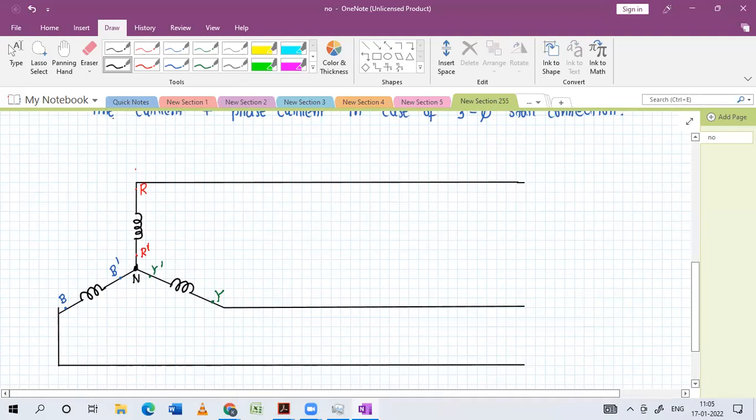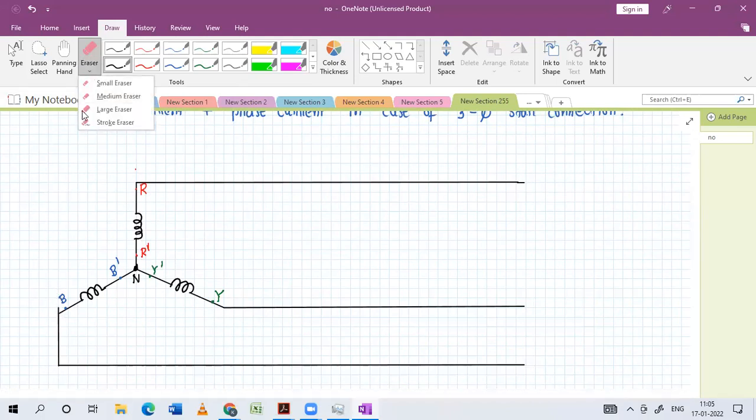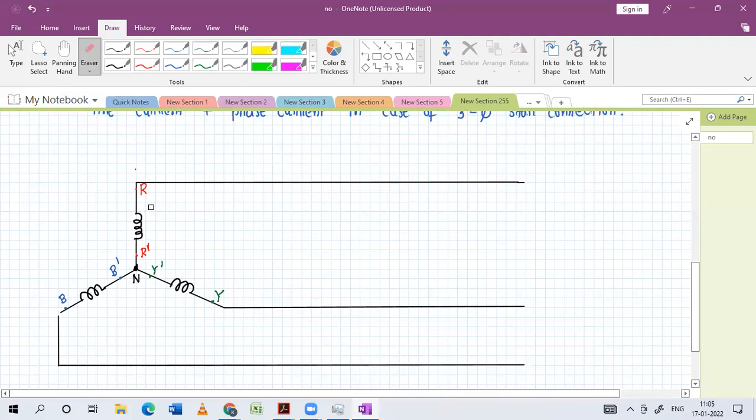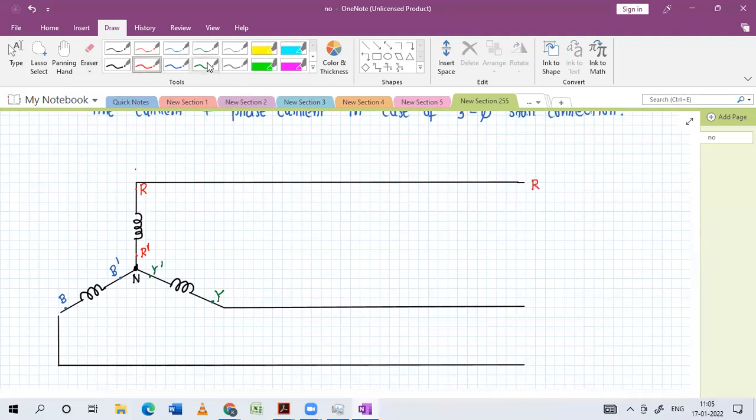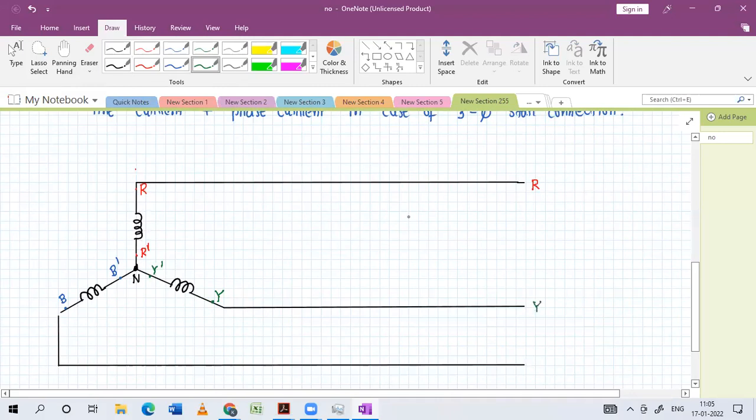Okay, so here we have taken the three lines R, Y, and B. That's why it is called the R terminal, the Y terminal, and the B terminal: R, Y, B.